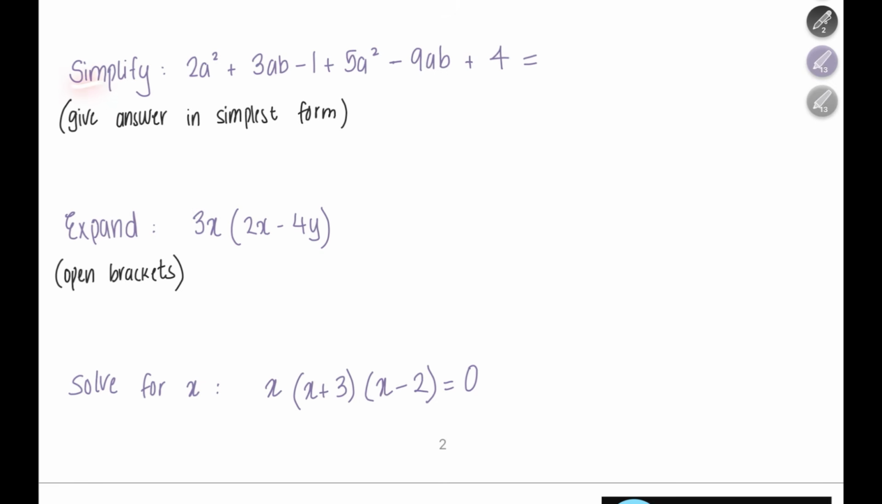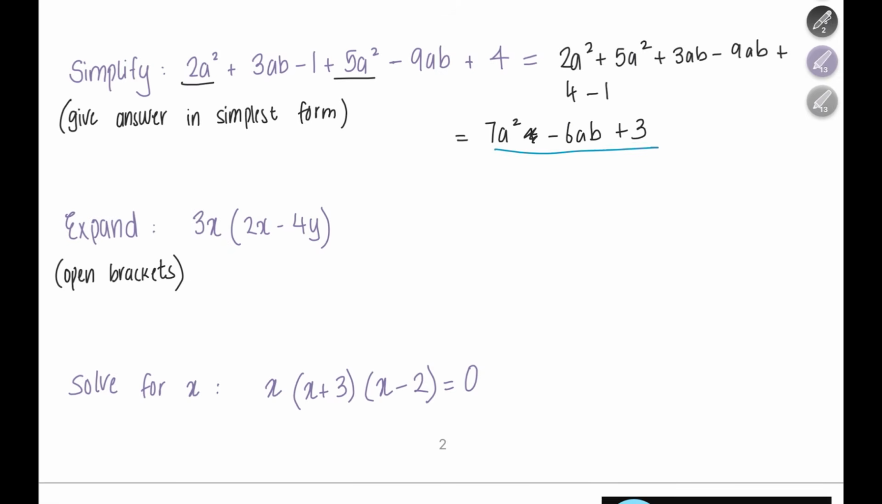Next question. Simplify. What is the meaning of simplify? To give the answer in the simplest form. The first step is to identify the like terms and put them together. So this would be 2a squared plus 5a squared. Now we have this for ab and ab. We'll write plus 3ab minus 9ab. Finally, we're left with the numbers plus 4 minus 1. 2 plus 5 is going to be 7a squared. Minus 9 plus 3 is going to be minus 6ab. And then finally 4 minus 1 is plus 3. So that is our answer.